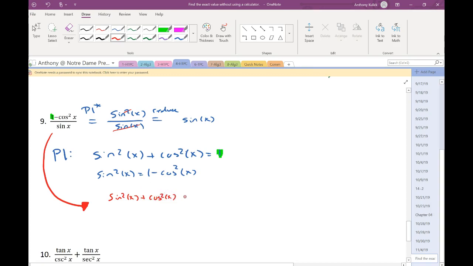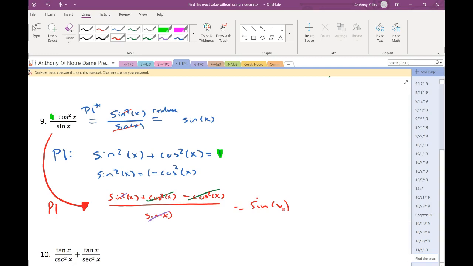So that's the 1, and then I still have the minus cosine squared over sine. Those guys cancel each other out, and then those guys reduce, and we're left with sine x. Again, same way. Either approach is fine. They're both doing the same thing. We use the same identity.